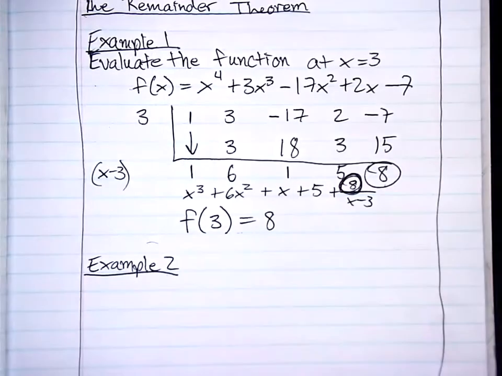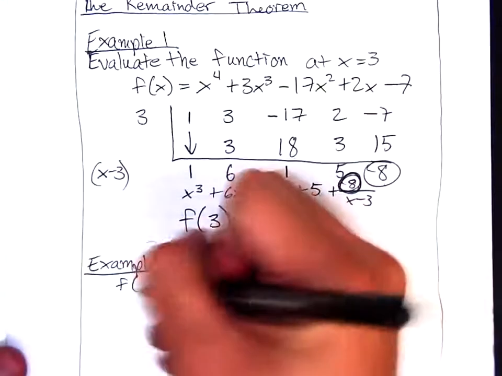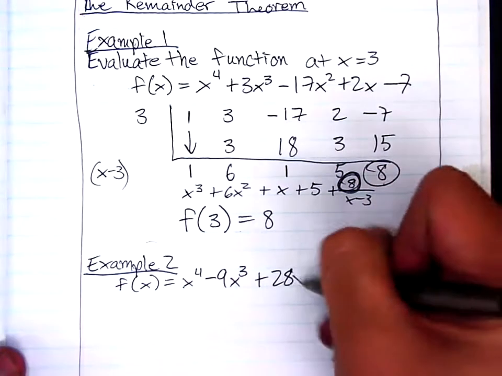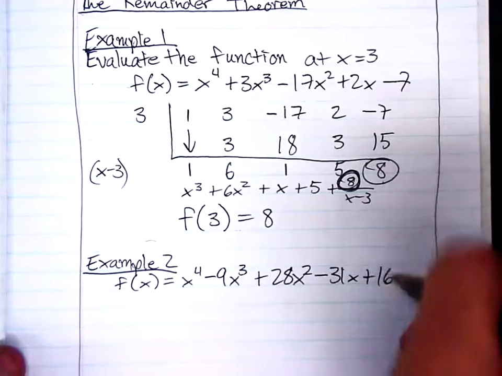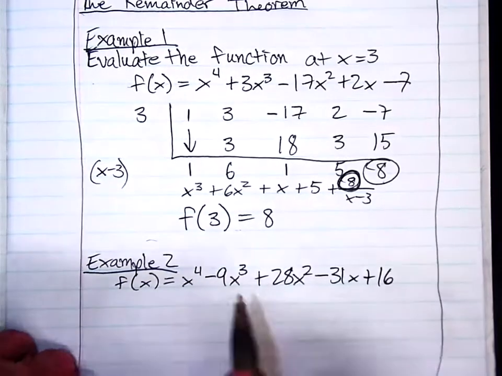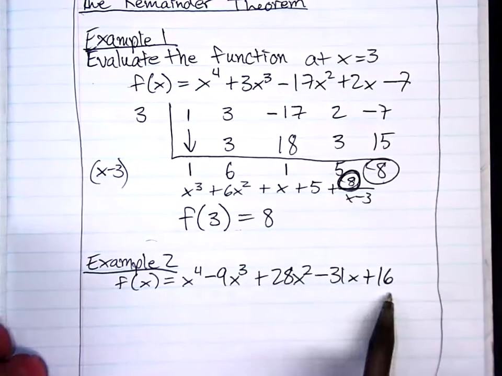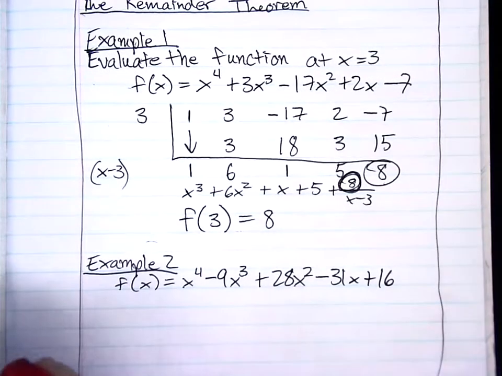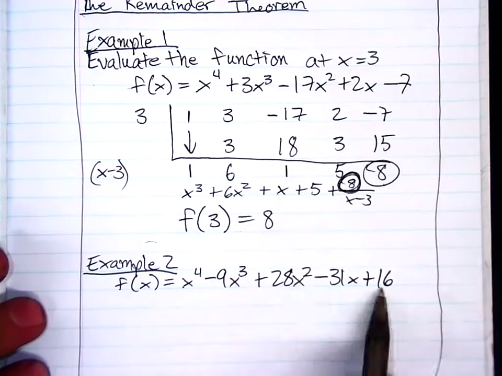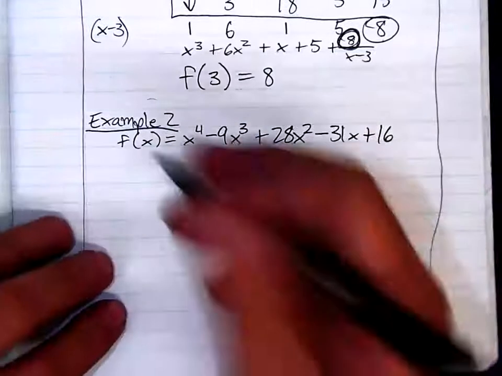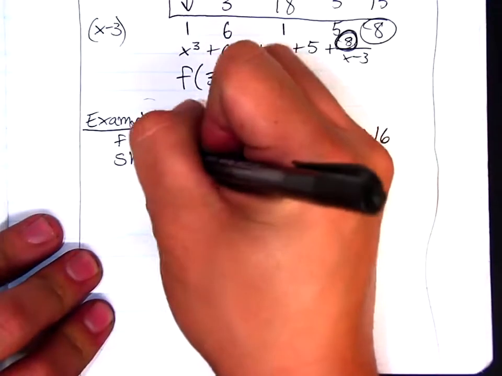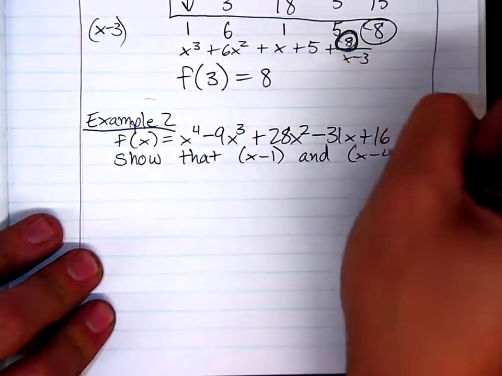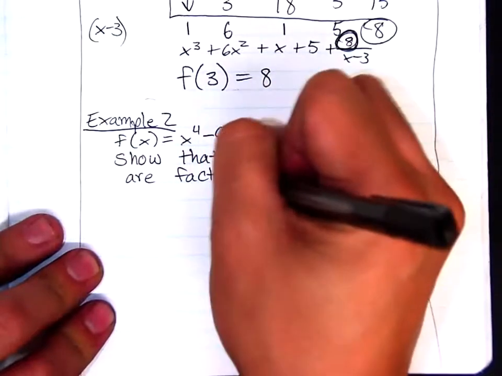Okay? So the next one that I want to work on is f of x equals x to the 4th minus 9x cubed plus 28x squared minus 31x plus 16. What I want to check is if certain factors are actually factors of this. So in the textbook, they're actually going to give you 2 or maybe 1 binomial. And what you're going to do is use synthetic division to check, okay, is it actually a factor of this entire polynomial? In this case, the 2 factors that I want to prove are x minus 1 and x minus 4. So show that x minus 1 and x minus 4 are factors of this function.